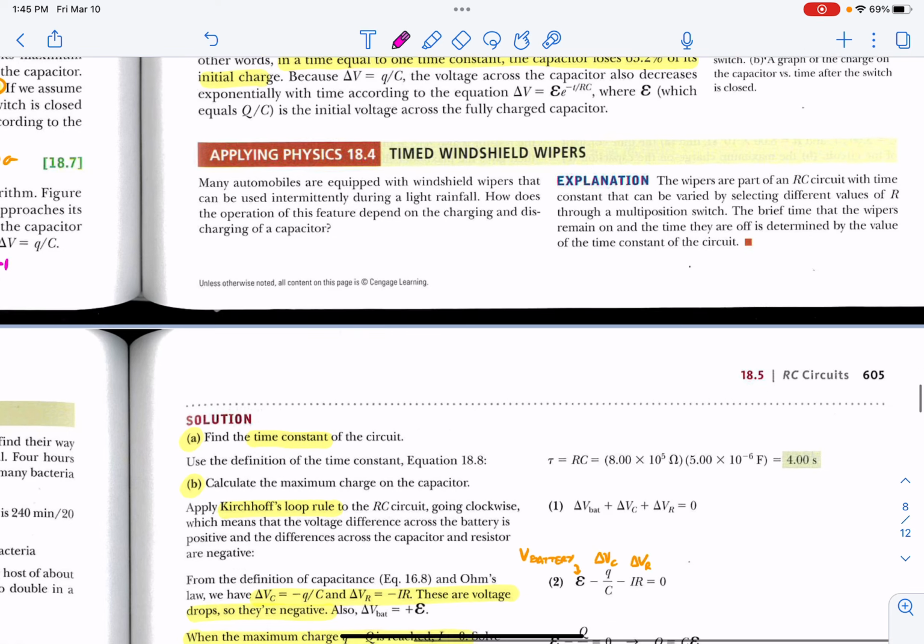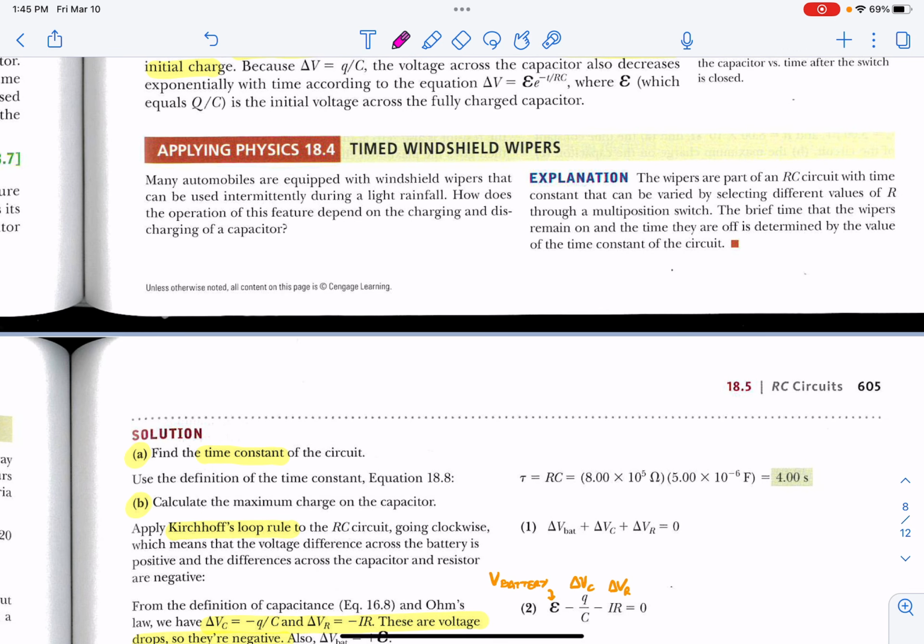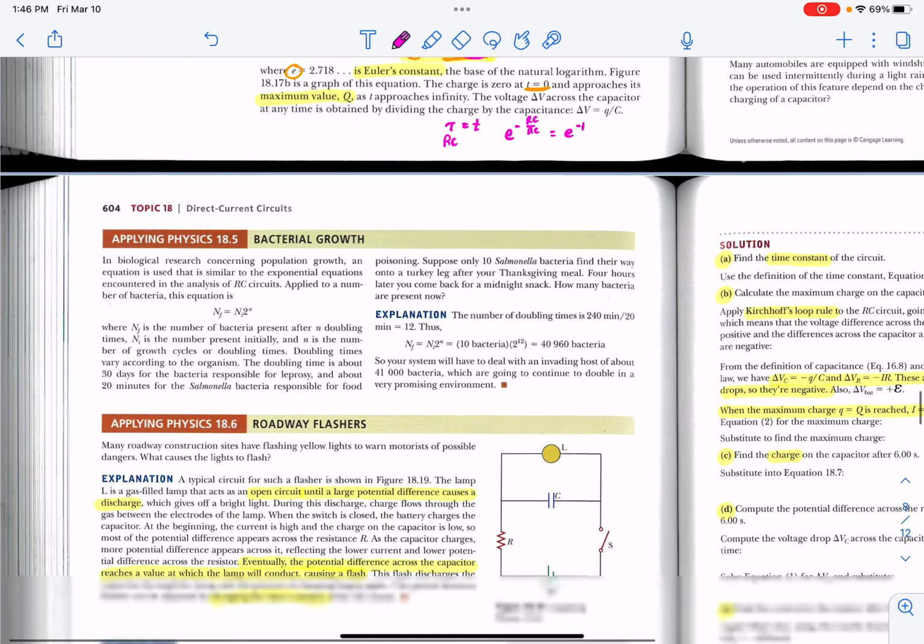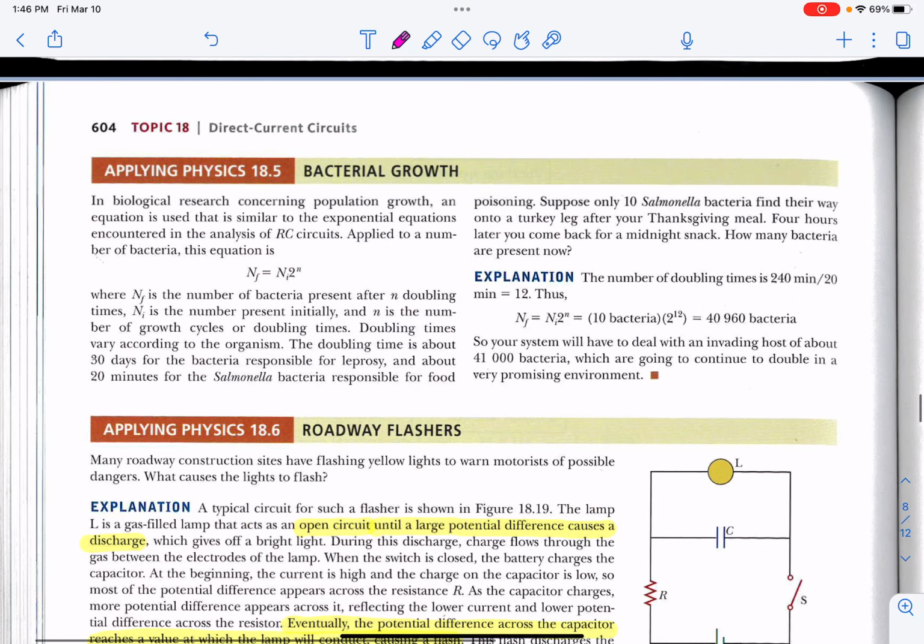Now, at this point, your textbook says that's how the timing feature works on your windshield wipers. If you have a light rain and the windshield wipers don't need to continually go back and forth, you can put some capacitors in the circuit and they will charge up. And when they get fully charged, they can make the windshield wipers go across the windshield. And then the capacitors have to recharge.